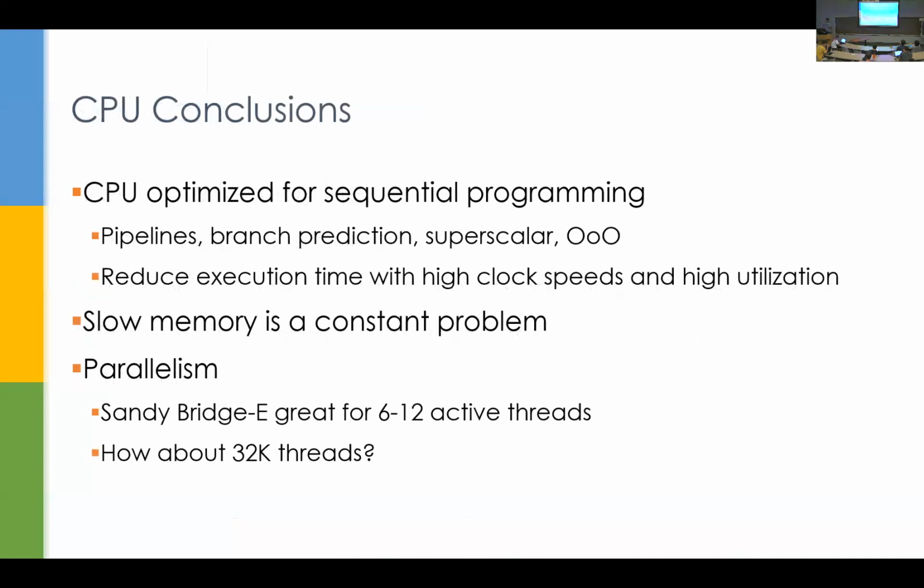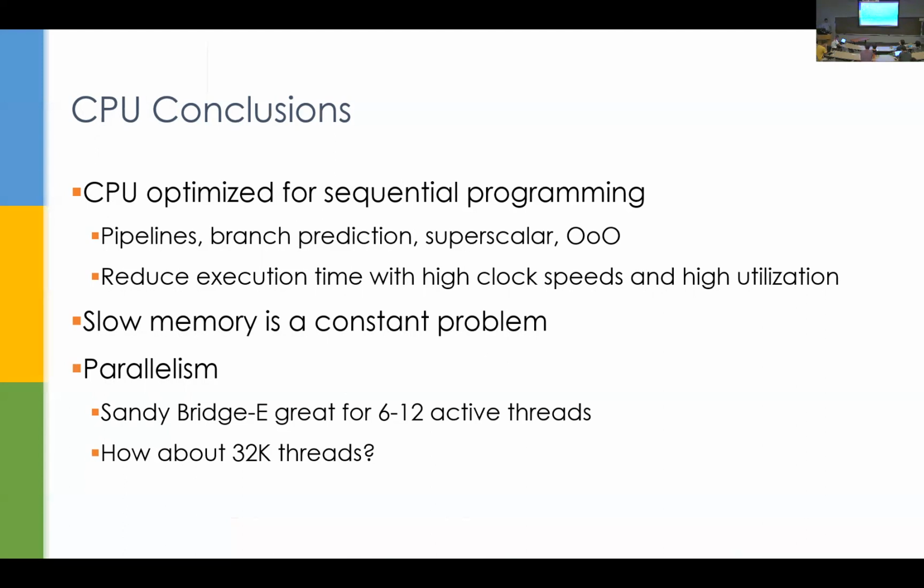So the conclusions on the CPU side are that CPUs are optimized for sequential programming. This is your regular day-to-day programs filled with if-else, while loops. The hardware is designed to be good at pipelining, branch prediction, superscalar operations, out-of-order execution, so that the CPU can take more control of a programmer's code and execute it in a way that is optimized to run on that CPU.